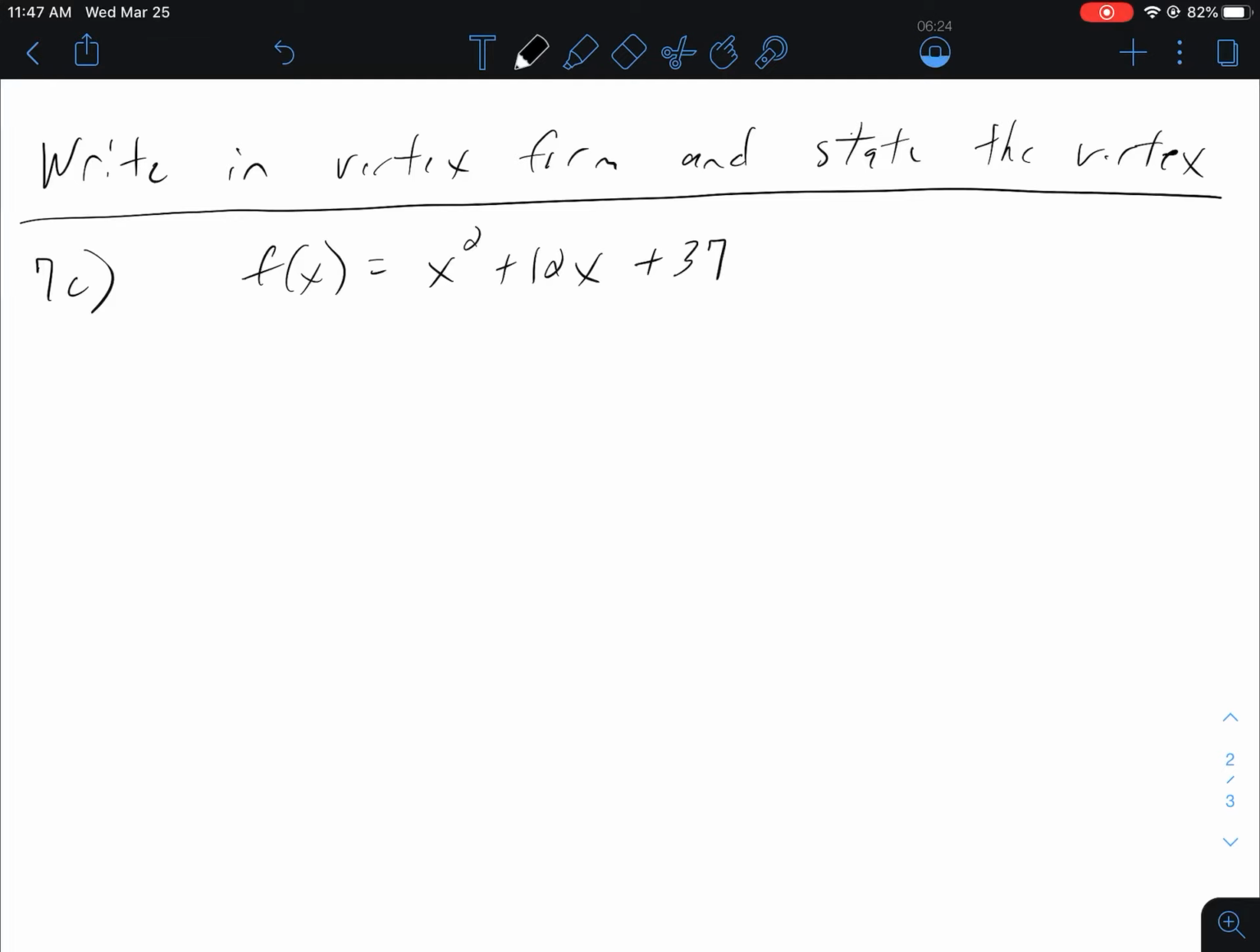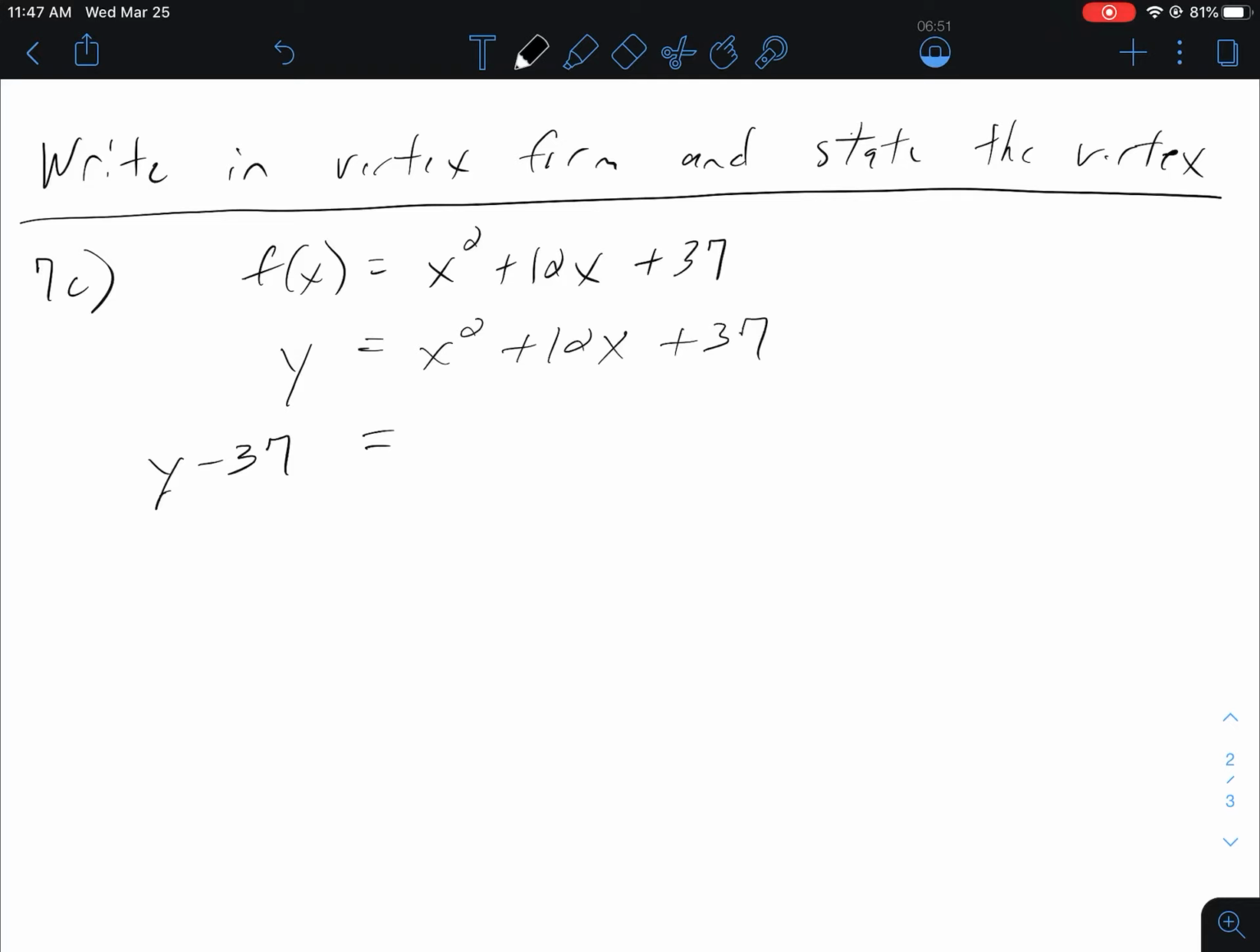So we're going to want to just go ahead and make that f of x, y. And then we're going to follow very similar steps to what we did with completing the square. So let's subtract that 37 first. But now instead of it just being by itself over here, because we're not solving, we're just rearranging it.